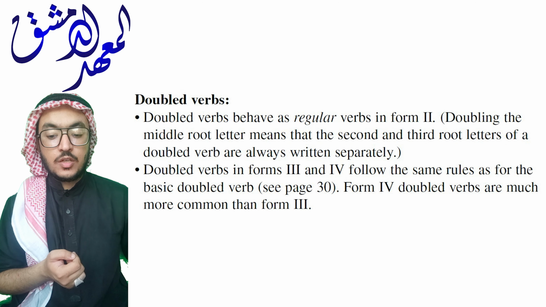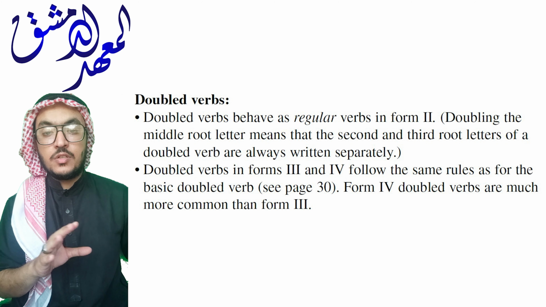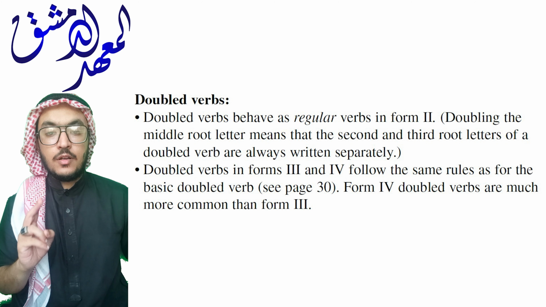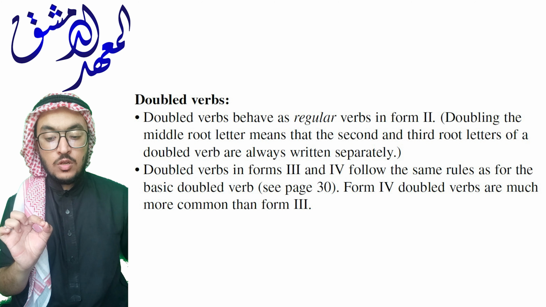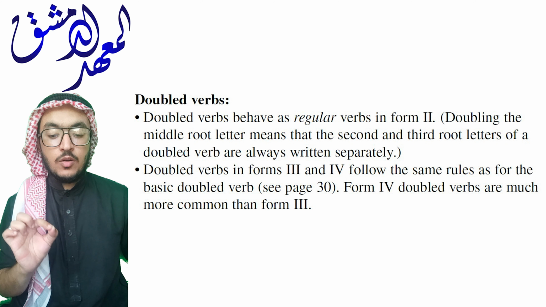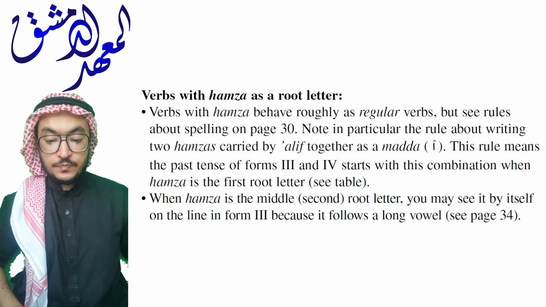They behave as a regular verb in form 2. Doubling the middle root letter means the second and the third root letter of a doubled verb are always written separately. Doubled verbs in form 2 and 4 follow the same rule as for the basic doubled verb. Form 4 doubled verbs are much more common than form 3.